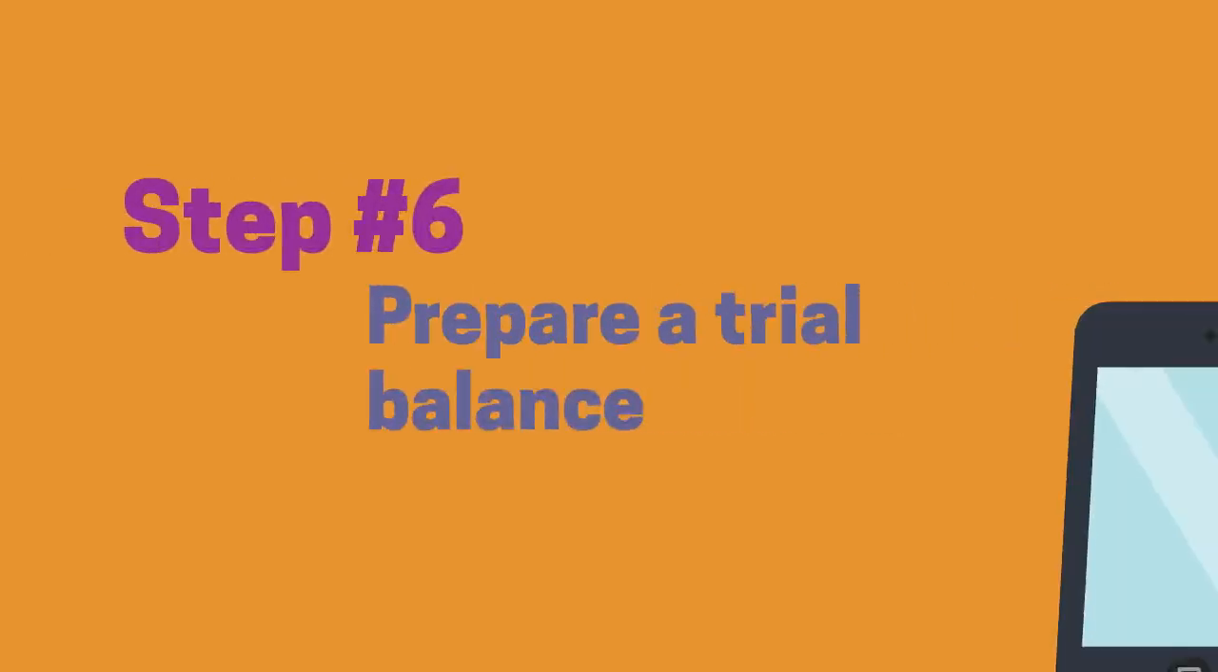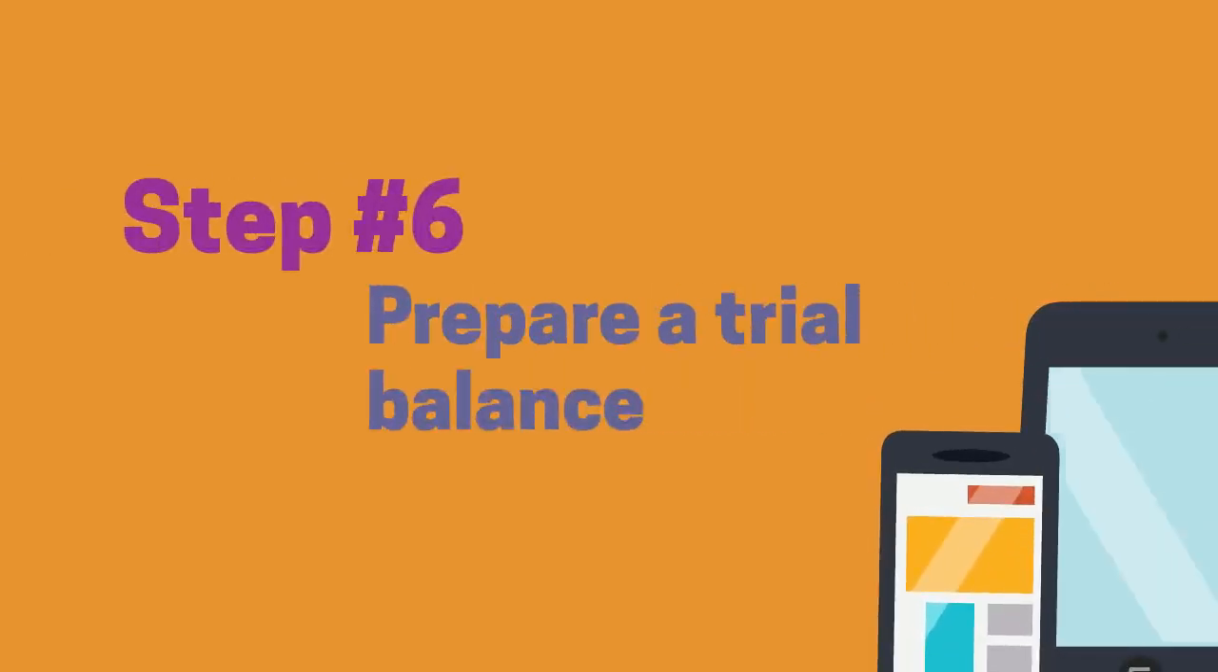Step 6. Prepare a trial balance. Once we've recorded all the transactions for a period of time in the journal, could be for a month, a quarter, a year, and we've posted those transactions to the ledger, updating each account, we might want to see what our ending balances are in all of our accounts.